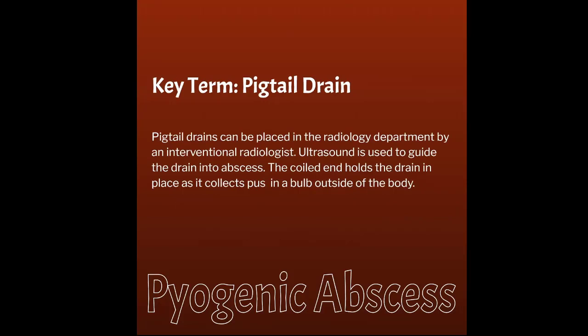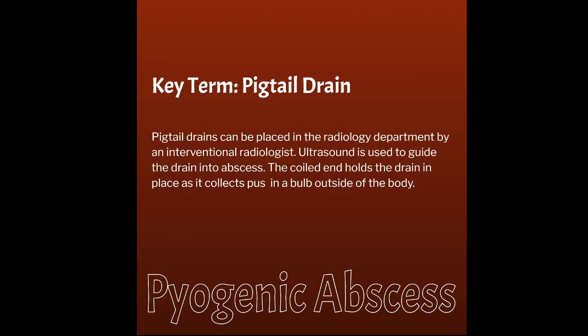A few of the things that we talked about in that, pigtail drains are something that can be done within the radiology department and are often guided by ultrasound. In the placement of a pigtail drain, ultrasound will find the abscess or the area that they're placing the drain into. A needle with a guide wire is inserted into the abscess. Following that, a plastic tube or the drain is then inserted into the abscess. At the end of this plastic tube is a little pull tab, and when they pull it, it causes the end of the tubing to curl up like a pigtail, kind of like a corkscrew.